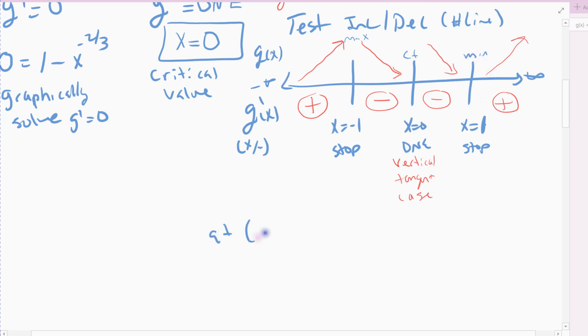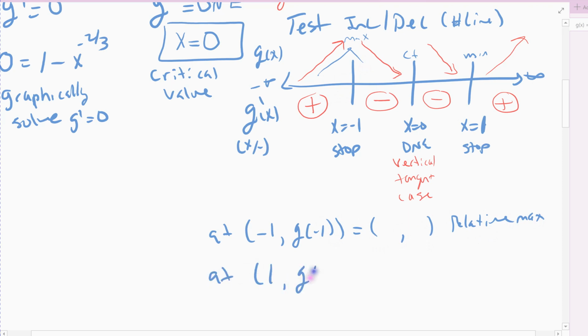So at the critical points, negative 1, g of negative 1, which I'll find out what that point is in a second, this is a relative max, because at negative 1 it went up and it maxed. At positive 1, g of positive 1, which again I'll find the point in a second, that was a minimum. So at that stopping point, it was a relative min.